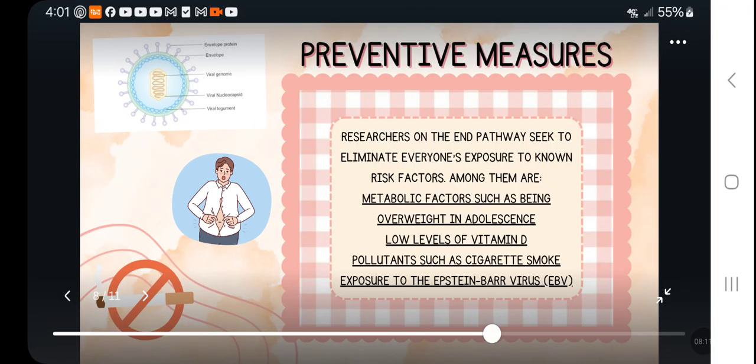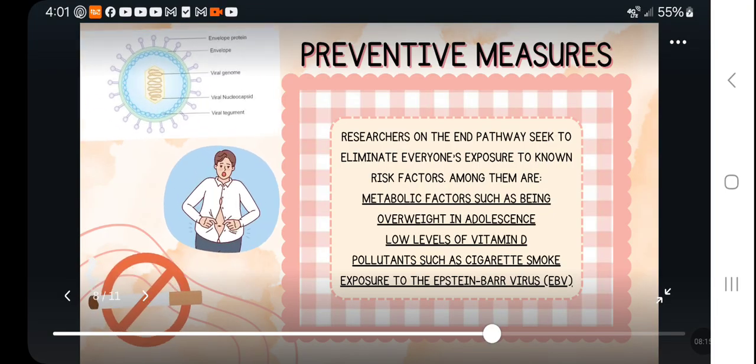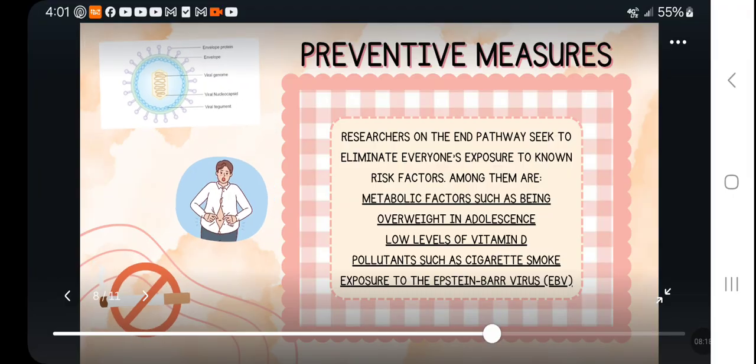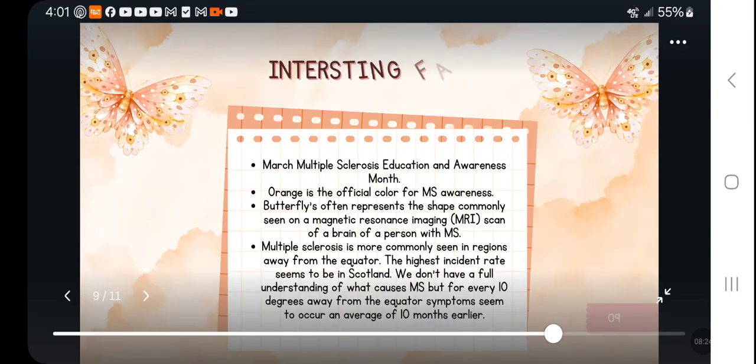Obviously, you can't be overweight, and no smoke, and then at the top is what the EBV looks like, if you did not know what that was.